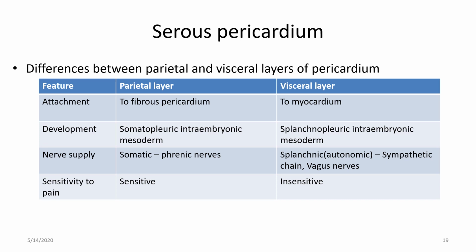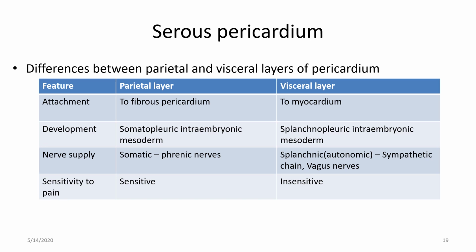Regarding the attachment of these layers, the parietal layer is attached to the fibrous pericardium and the visceral layer is attached to myocardium. Regarding the development of parietal and visceral layers, the parietal layer develops from the somatopleuric layer of intraembryonic mesoderm, whereas the visceral layer is derived from the splanchnopleuric layer of intraembryonic mesoderm.